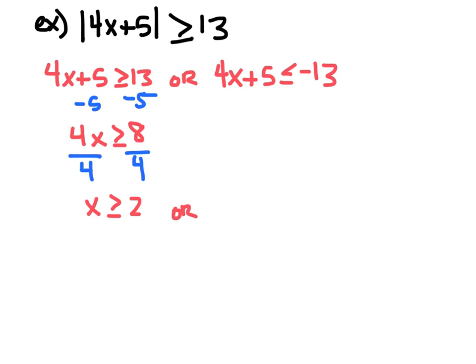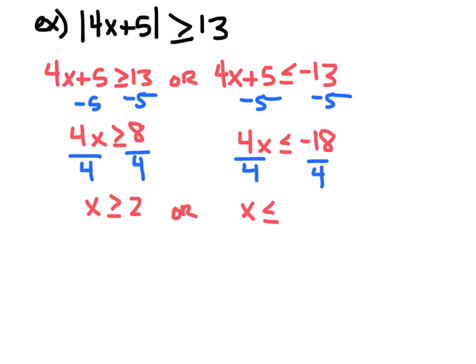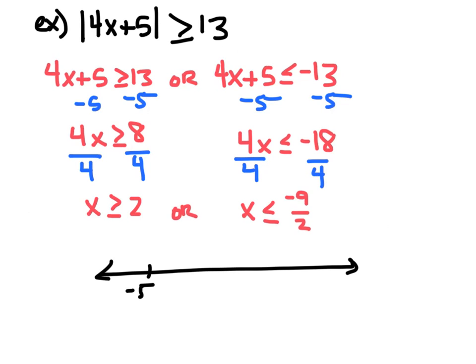Or, subtract 5 over here, 4x is less than or equal to negative 18. Divide each side by 4. And x is less than or equal to negative 18 over 4. They're both divisible by 2, so that's negative 9 over 2. Negative 9 over 2 is negative 4.5, so on my number line here, that'd be between negative 5 and negative 4. Over here I'm going to put my 2.